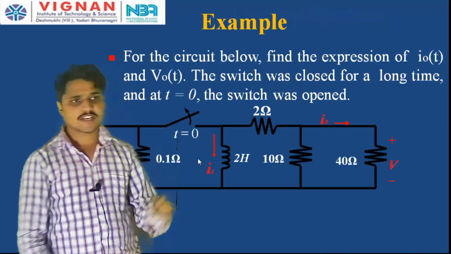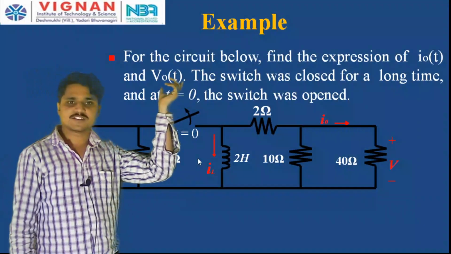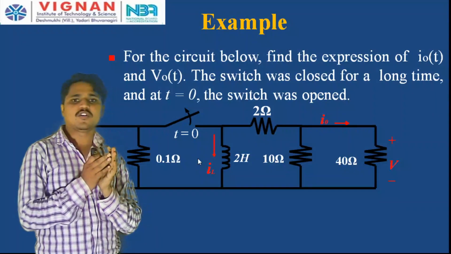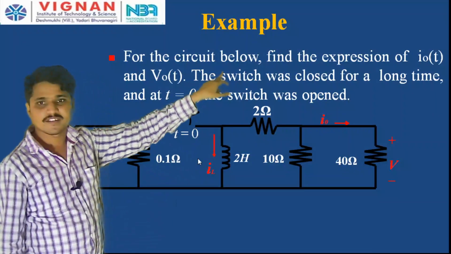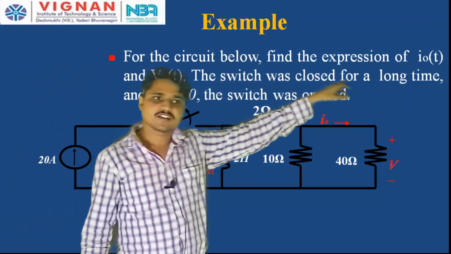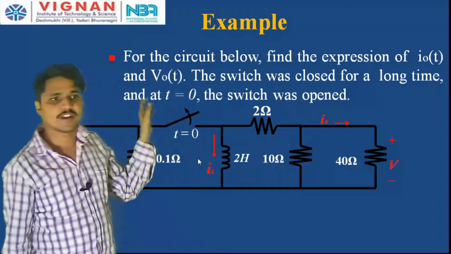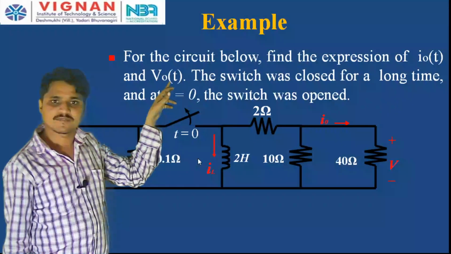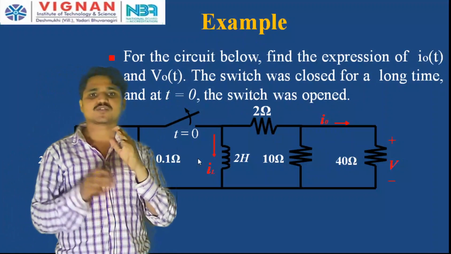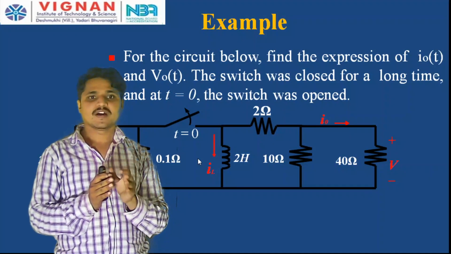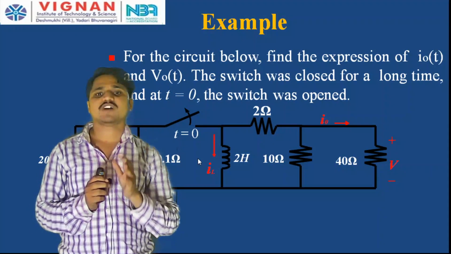So, this is the example problem. All of you read this question. For the circuit below, find the expression of i naught of t and v naught of t, when the switch was closed for a long time and at t equal to 0, the switch was opened.